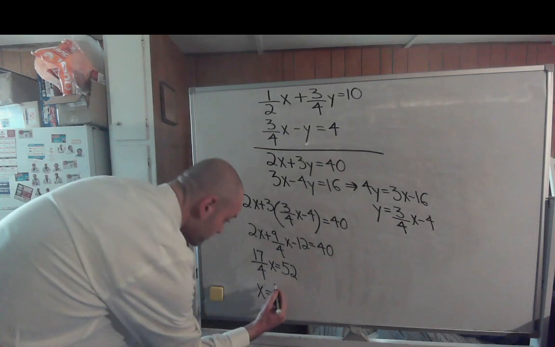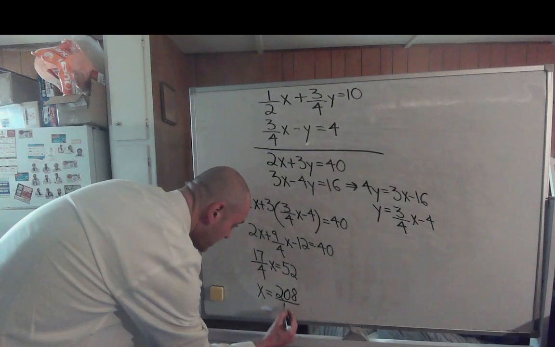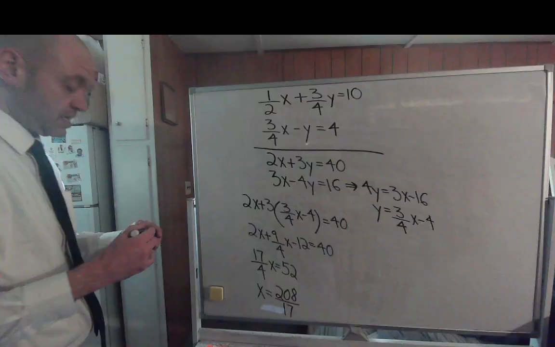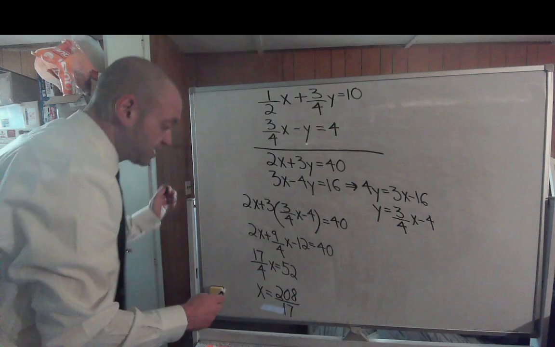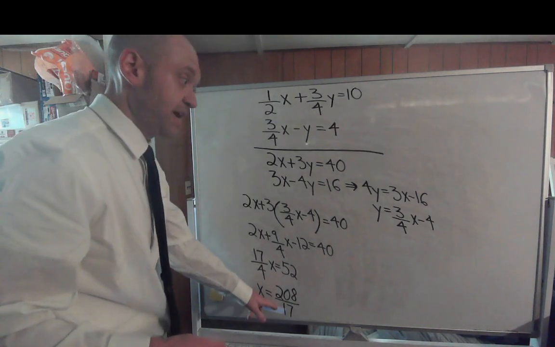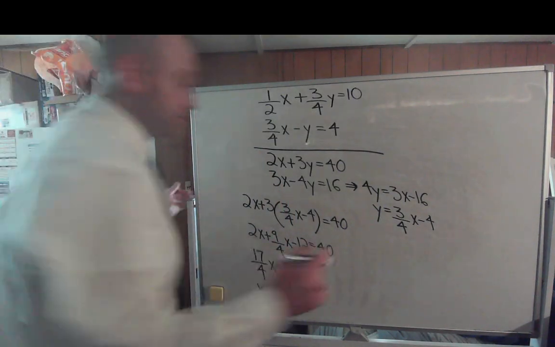So far I have 208/17. That one's not very nice. Yeah, and in fact, it's not going to factor any further. So x equals 208/17. Let's see now what we come up with for y.